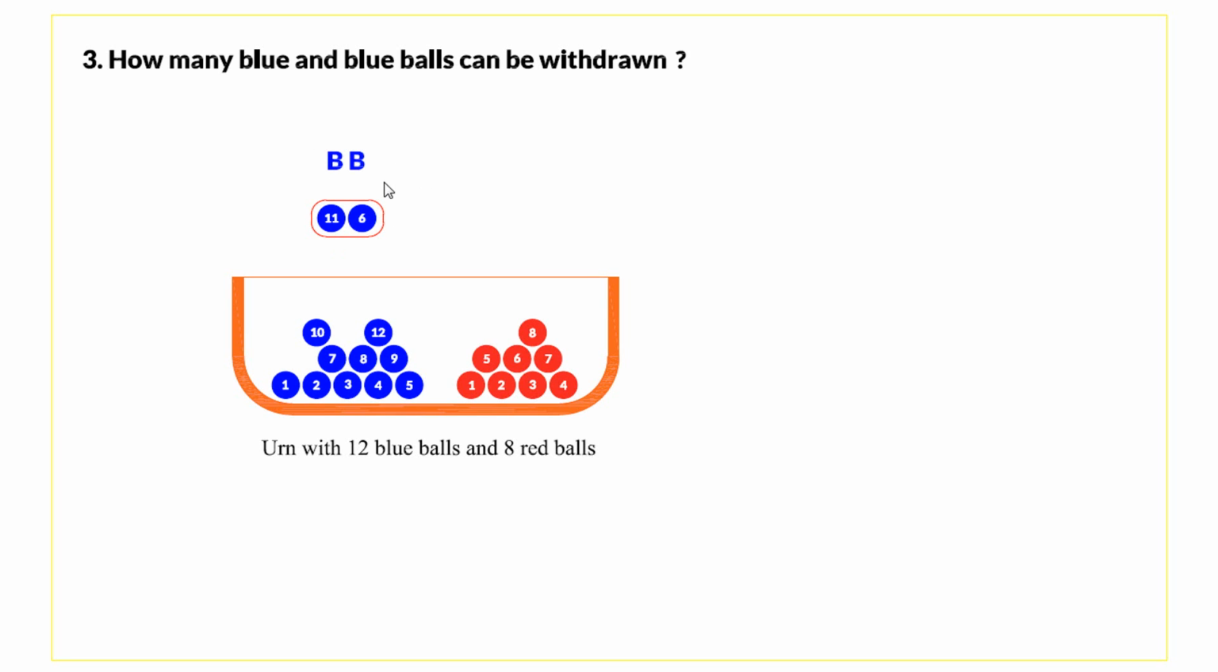For blue and blue, we are combining 2 objects out of 12 only, which is the number of blue objects. And that is the combination of 12 objects taken 2 at a time, or 12C2. And this is equal to 66 possible outcomes of picking up blue and blue distinguishable objects.